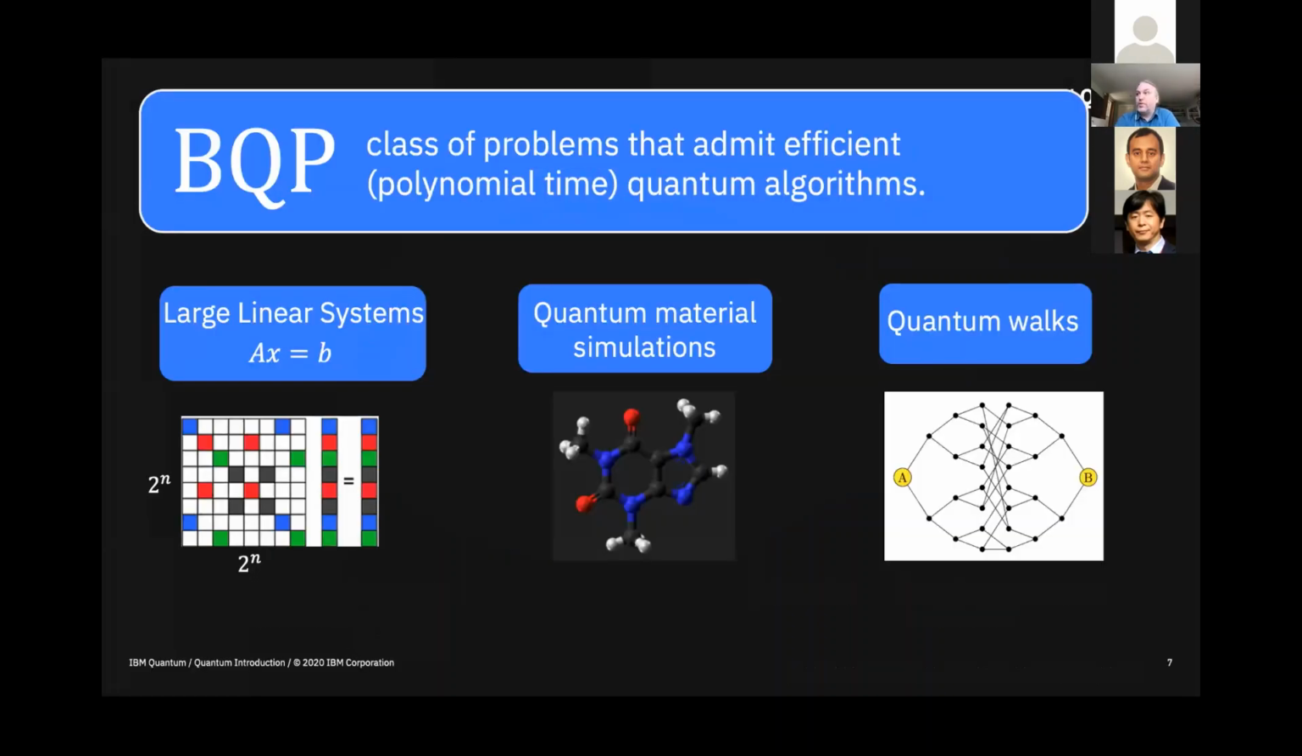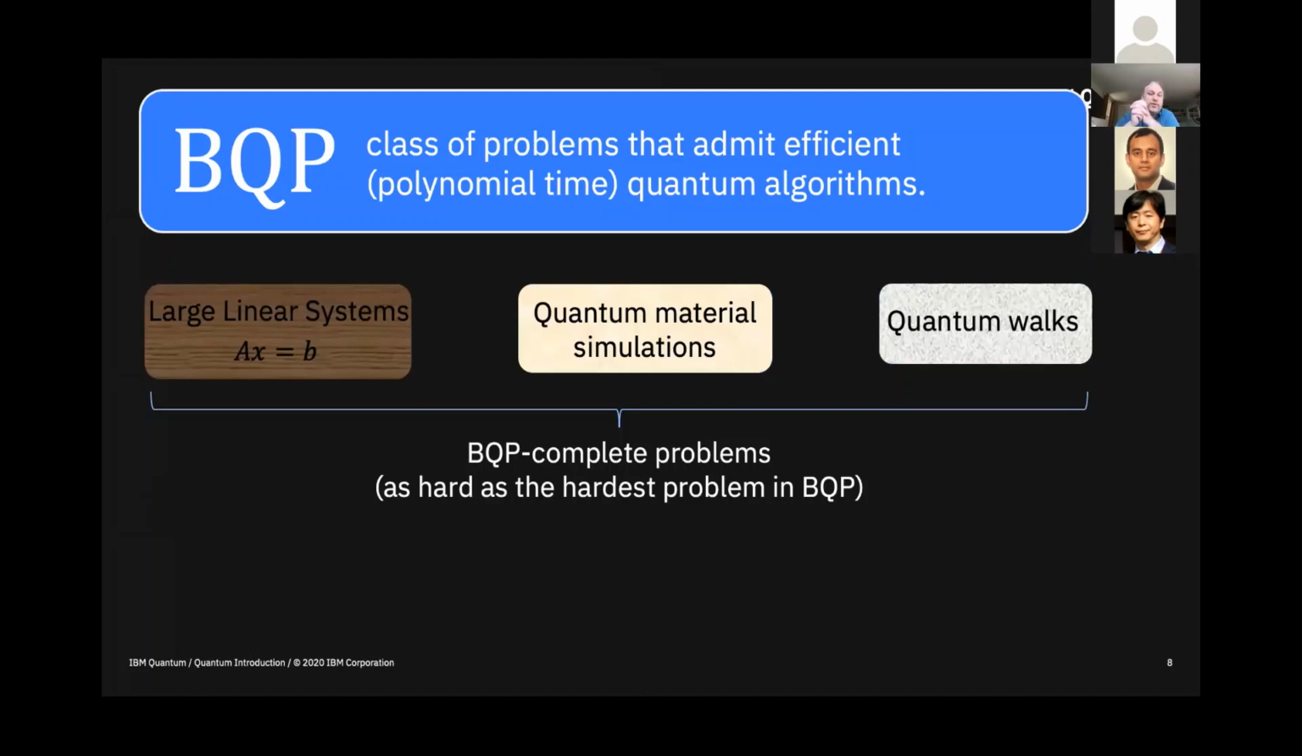And if we wanted to get a little bit more rigorous about this, there's a class of problems called BQP, which are problems that a quantum computer can solve in polynomial time with bounded probability. They don't always give the right answer. And three of these problems that are kind of interesting are the ability to solve large linear systems, quantum material systems, and quantum locks. The reason I've called those three out is that they are what are called BQP complete. That means they're as hard as the hardest problem in BQP. You can map any problem in BQP into these. And so these are the problems that we suspect or know are exponentially faster to solve on a quantum computer than on a classical computer.